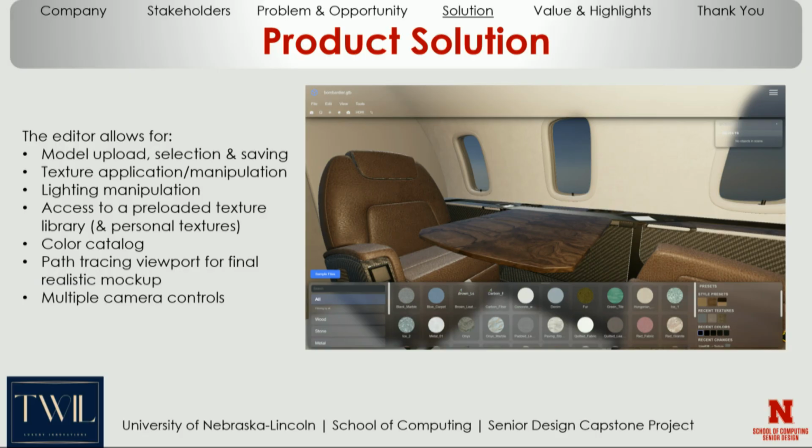From there, those could be applied to different types of objects within a plane like it's seen here, and users can manipulate them, rotating them around or scaling them up or down. We also have a color catalog to change the colors. If you liked the wood texture but wanted it in a different color of wood, you could do that. We also had multiple camera controls and a path tracing viewport to see a more realistic mock-up, simulating real life better than just the 3D editor.